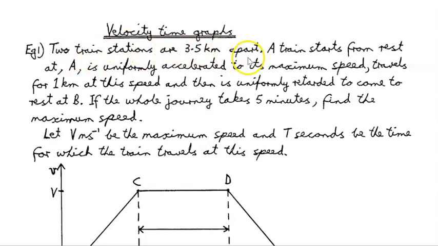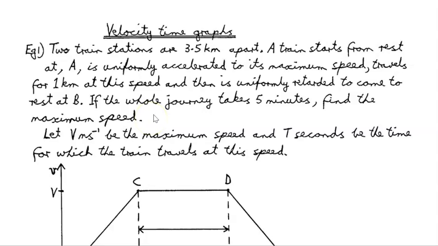We've got two train stations. They're 3.5 kilometers apart, so we can imagine them just in a straight line. A train starts from rest at A, is uniformly accelerated to its maximum speed, some maximum speed that we wish to find, travels for 1 kilometer at this speed, whatever that is, and then is uniformly retarded or decelerated to come to rest at train station B. Now, if the whole journey takes 5 minutes, find the maximum speed.